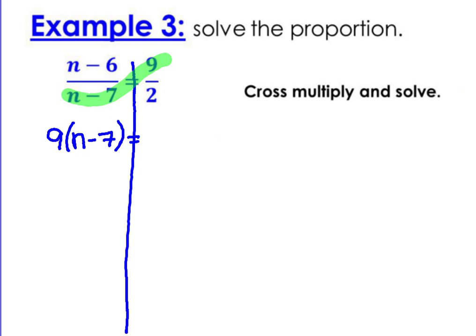Same thing going the other way. When I multiply the other side by 2, it's times the whole thing, so I have to make sure to put it in parentheses, 2, and then n minus 6.